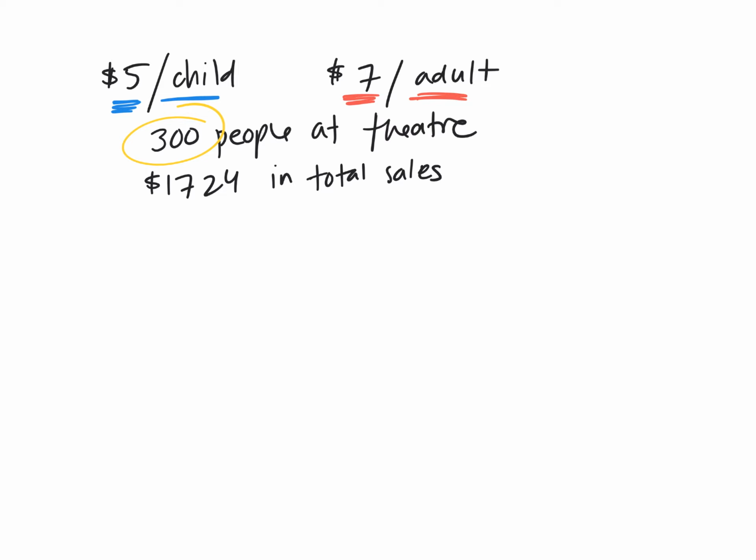So, do we know how many of those 300 people were children and how many of them were adults? No. So what variables can we use to represent the children and represent the adult? Sure. Let's call this X and let's call this Y. So we can say that X plus Y, however many children there were and however many adults there were, altogether there were how many people? Okay, so that's the significance of that equation given to you.